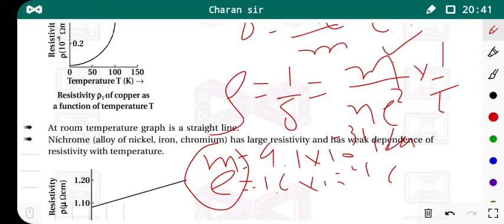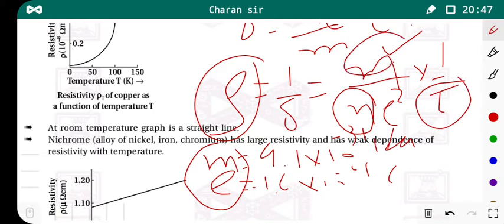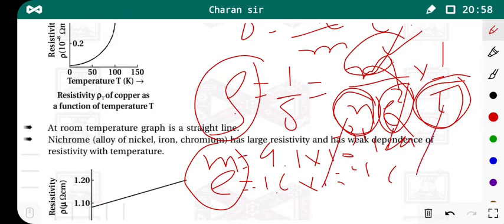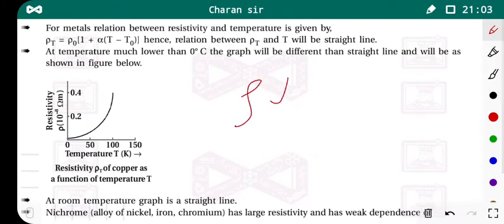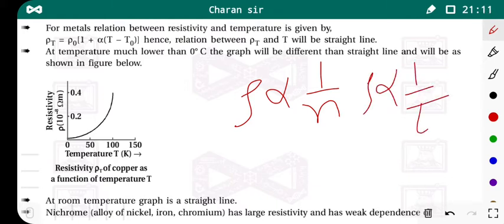So now you can see your resistivity depends only on the n value and the tau value, because m and e are constants. So resistivity is inversely proportional to n and tau. From this we conclude that rho is inversely proportional to n and also inversely proportional to tau. Here n is the number of electrons per unit volume and tau is the relaxation time.